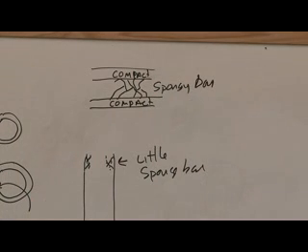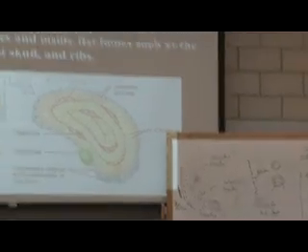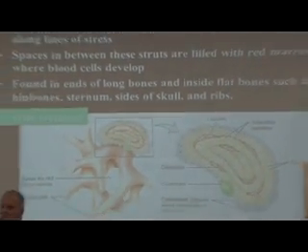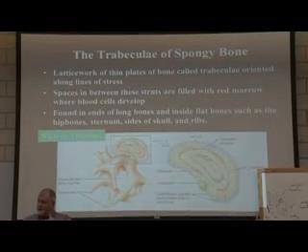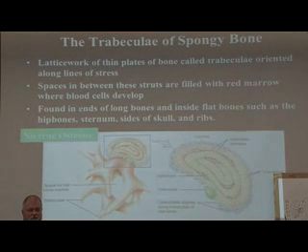The vertebrae we were looking at yesterday, the body of the vertebrae is going to contain spongy bone to the inside. The ribs we were looking at yesterday would have compact bone on the outside, but spongy bone on the inside. The sternum we looked at yesterday, compact bone on the outside, spongy bone on the inside.